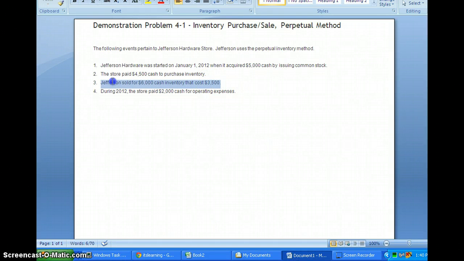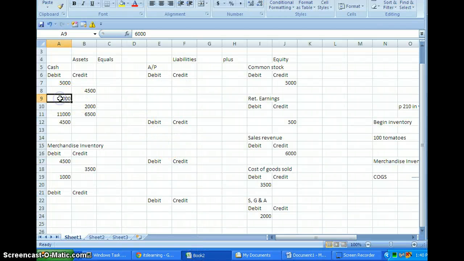They sell $6,000 cash inventory that costs $3,500. This is very, very tricky, so I'll go real slow and please pay close attention. Jefferson sold $6,000 cash inventory that cost $3,500. Let's break this down into two parts. They sell out of inventory for $6,000 cash. So we know we get $6,000 cash coming in. That's the left-hand side of the balance sheet. Now on the right-hand side of the balance sheet, that's sales revenue. They sold it for $6,000 cash.